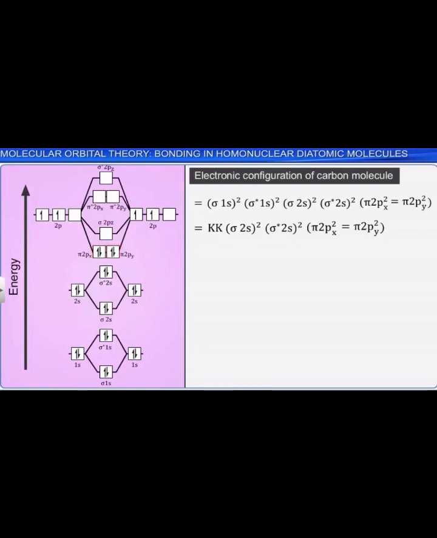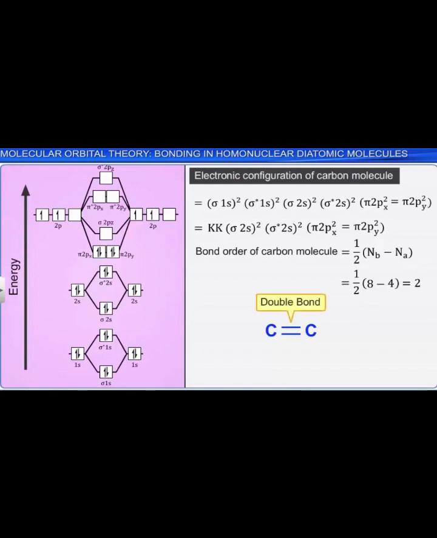The bond order of carbon can therefore be calculated as half of 8 minus 4, which equals 2. In a carbon molecule, the two atoms have a double bond between them. Both the bonds are pi bonds due to the presence of 4 electrons in 2 pi molecular orbitals. A carbon molecule is diamagnetic as no unpaired electron is present in its molecular orbitals. It is found to exist in the vapor phase.